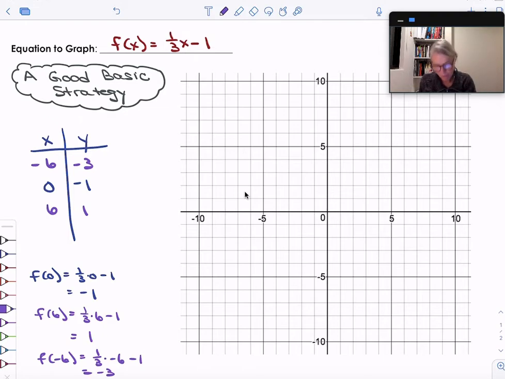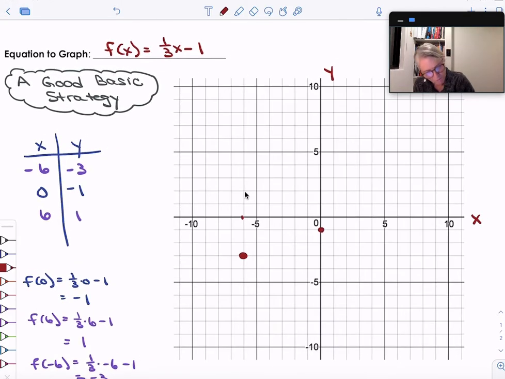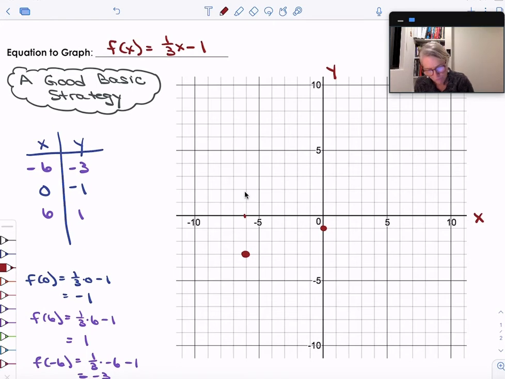Next is I'm going to plot these points now in my coordinate plane. I've got my x-axis and my y-axis. My first point, x is -6, and y is -3, right there. My next point, x is 0, y is -1. I'm going to move in. And finally, my third point, x is 6, and y is 1. I have these 3 points.